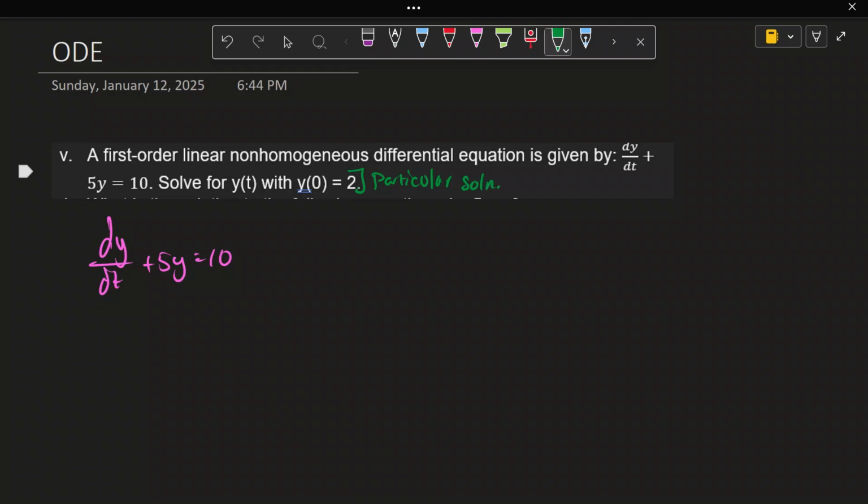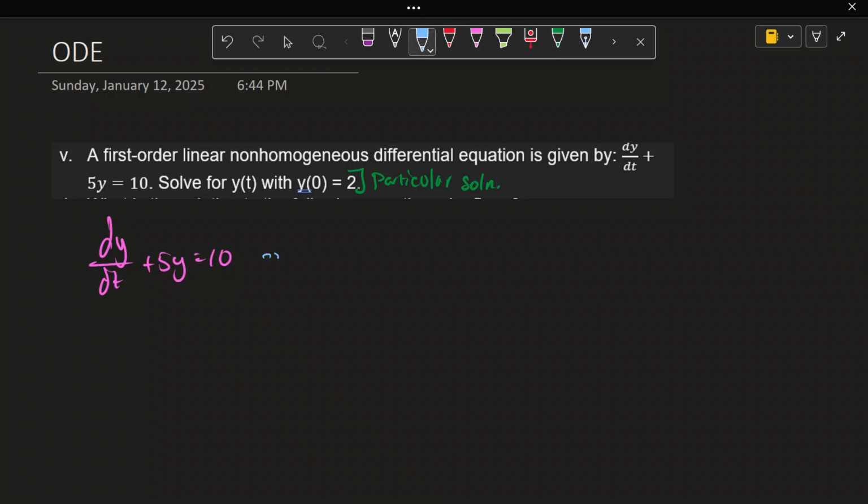The way you can figure this out is because they give you an initial condition. Usually you're just solving for the general solution, but if they give you a point, you should be able to solve for the constant of integration c that is going to depend on this initial value.